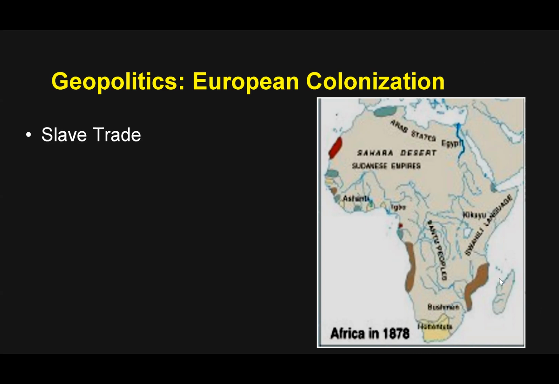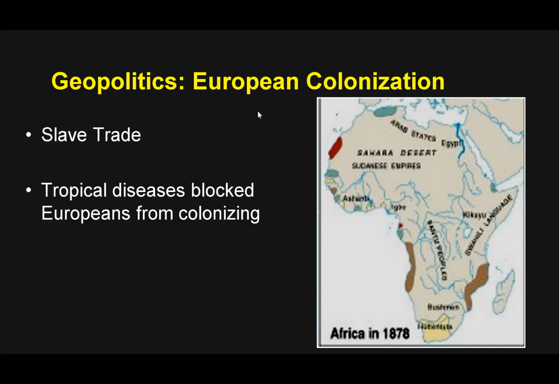You have the Portuguese in the brown along the coast, mostly again for trade. We have the French in the green. We have a little bit of Spanish influence. But up until this time, the tropical diseases, especially like malaria, blocked Europeans from colonizing, along with resistance by local populations.